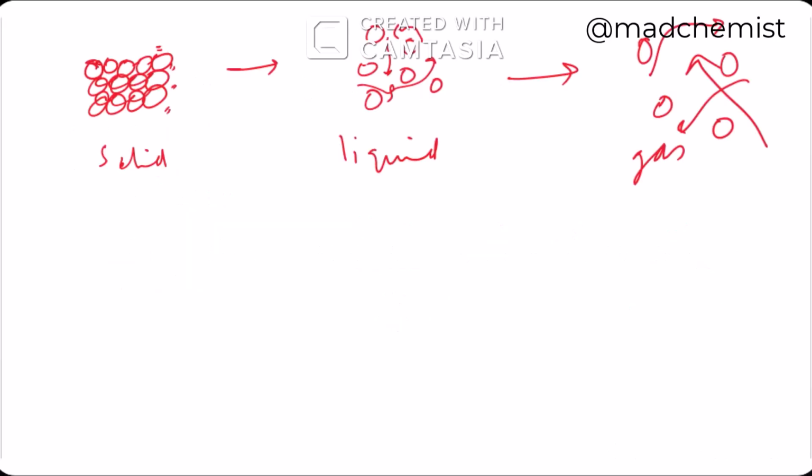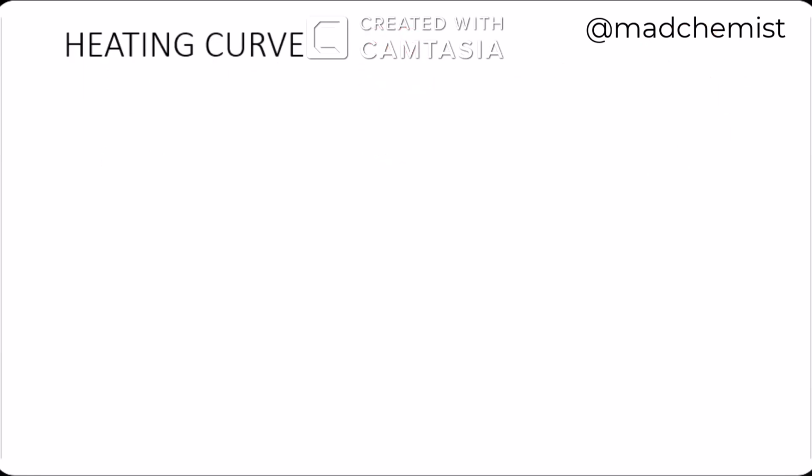So here we will discuss a heating curve. The heating curve is basically the curve which shows the change of solid state into liquid and then into gas while providing temperature or heat. When we provide heat to a solid, it converts into a liquid. When we provide more heat to the liquid, it will convert into a gas. So basically, this is termed a heating curve.